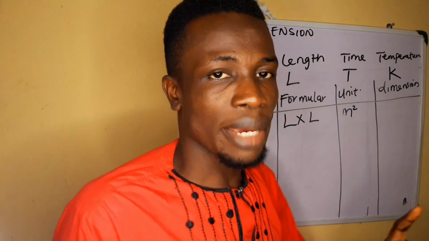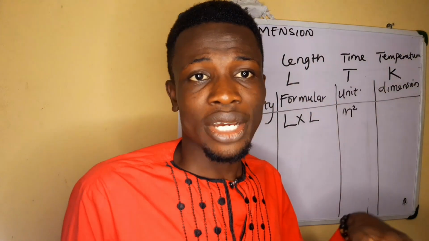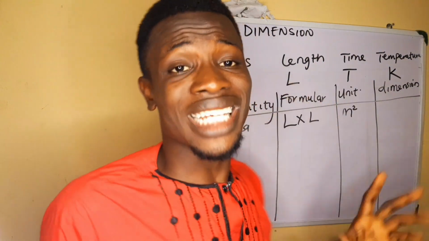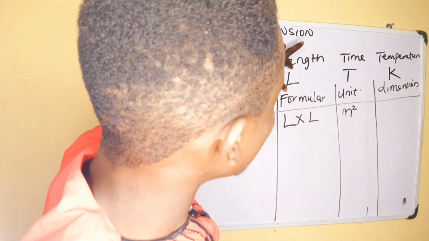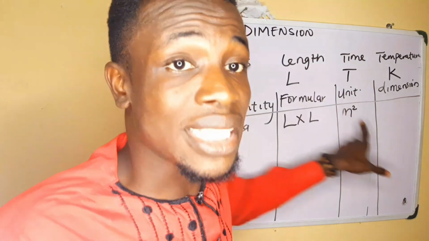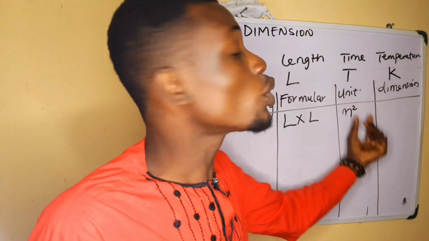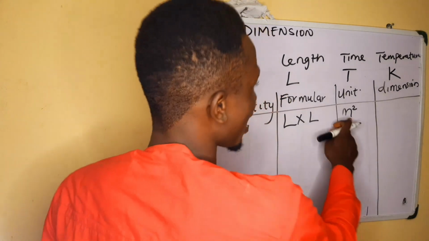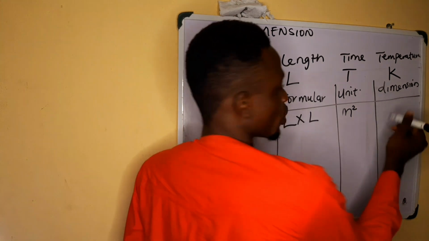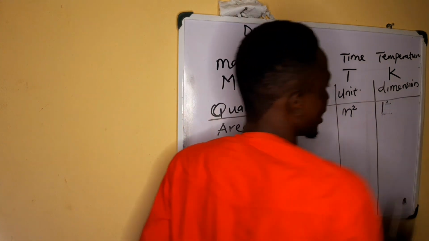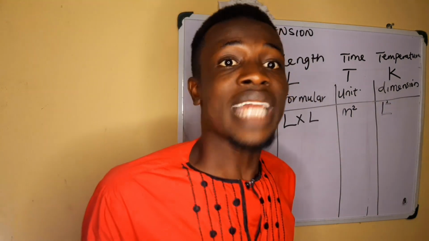Now, how do you write the dimension? Everything that represents length, whether width or height or breadth, is still a length, just in different positions. So they are still basically length. Since the unit of length is m, we're going to be using L to denote the dimension. Since m here has a square, the dimension of area will still have a square. So it's going to be L squared. That is the dimension for area.